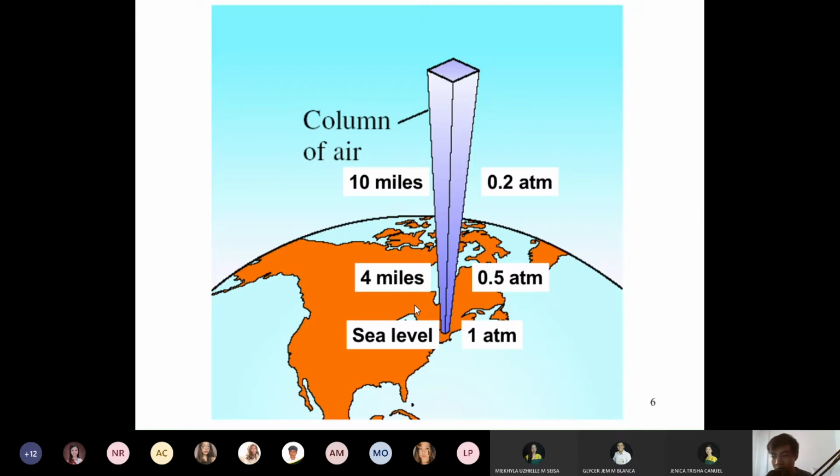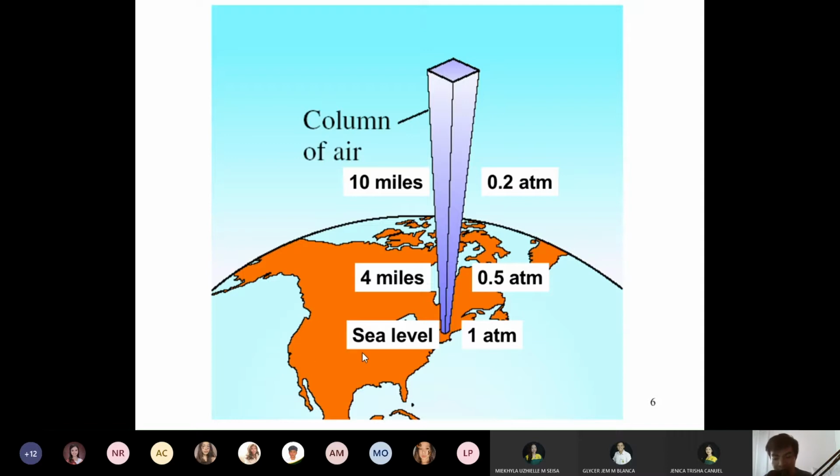Now, for example, dito sa Maynila, that's 1 atmosphere. Punta kayo ng Baguio, that's less than 1 atmosphere. And punta ka pa sa outer space, syempre, way less than 1 atmosphere. You will experience vacuum in space na. Okay, so yun lang yung idea.